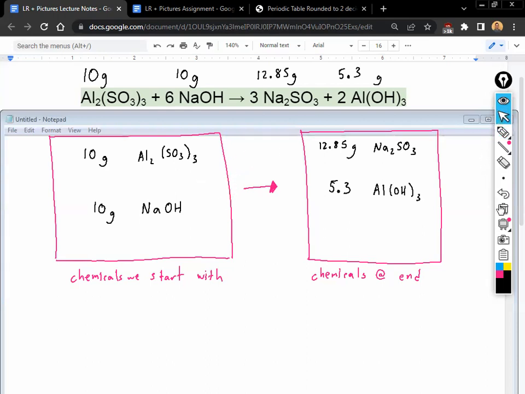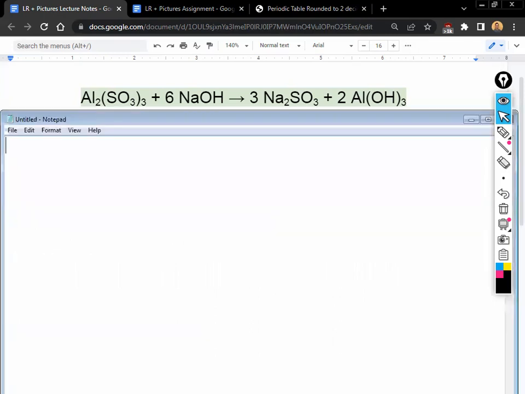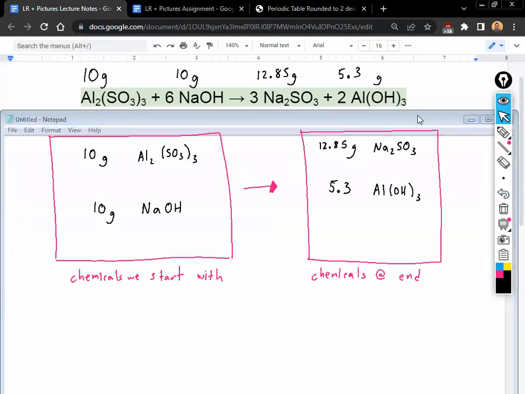Okay, so let's go back to the calc. Which chemical ran out first? Yeah, this chemical ran out first, right? The Al2SO3. So what that means is when we ran our chemical equation, we ran out of this guy, right? This guy disappeared completely. But did we use all of this? No, we didn't use all of the NaOH, which means at the very end, we still have some of the NaOH left over, okay?